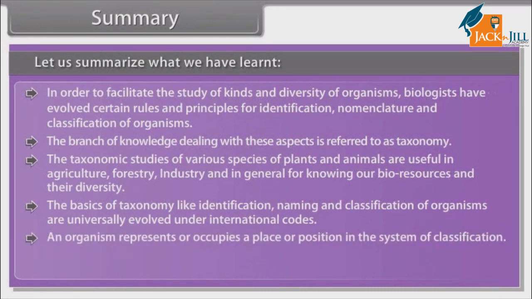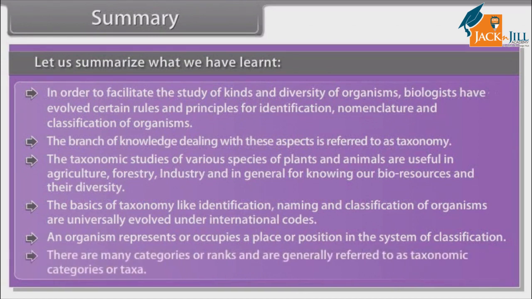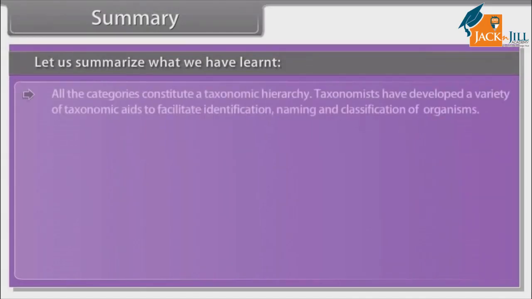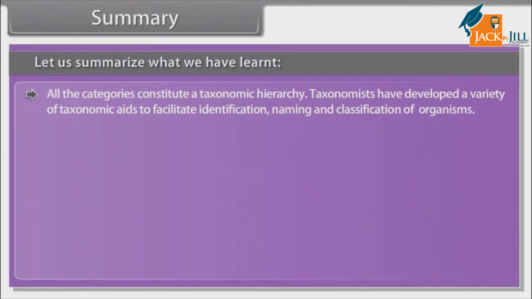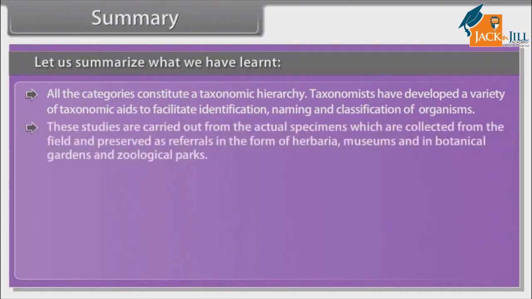An organism occupies a place or position in the system of classification. There are many categories or ranks, generally referred to as taxonomic categories or taxa. All the categories constitute a taxonomic hierarchy. Taxonomists have developed a variety of taxonomic aids to facilitate identification, naming, and classification of organisms. These studies are carried out from actual specimens which are collected from the field and preserved as referrals in the form of herbaria, museums, and in botanical gardens and zoological parks.